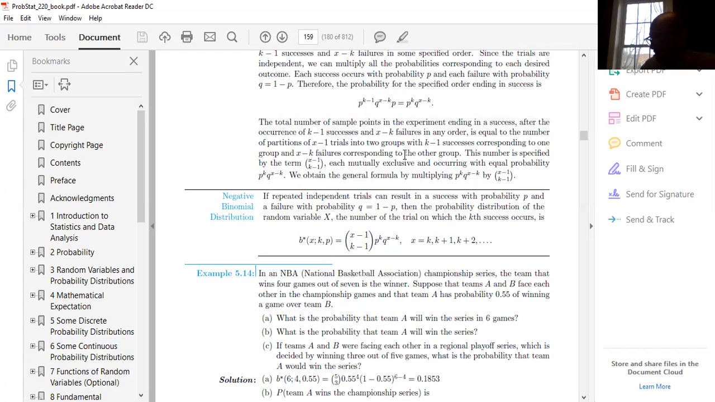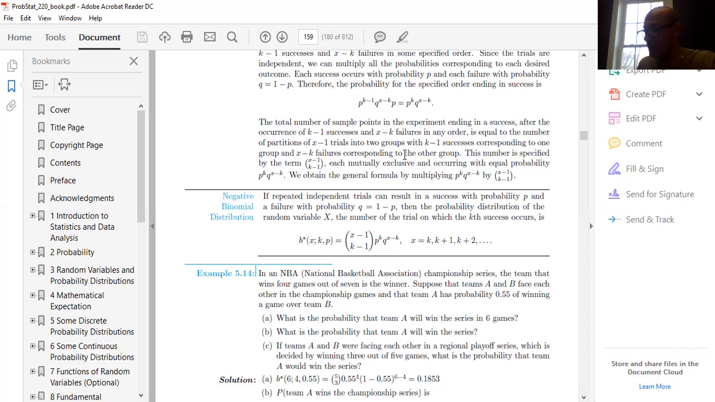Example 5.14. One more thing, guys. I don't think that we have the table for the negative binomial distribution. We do have a table for the binomial distribution, but not for the negative binomial distribution. So please keep this in mind.